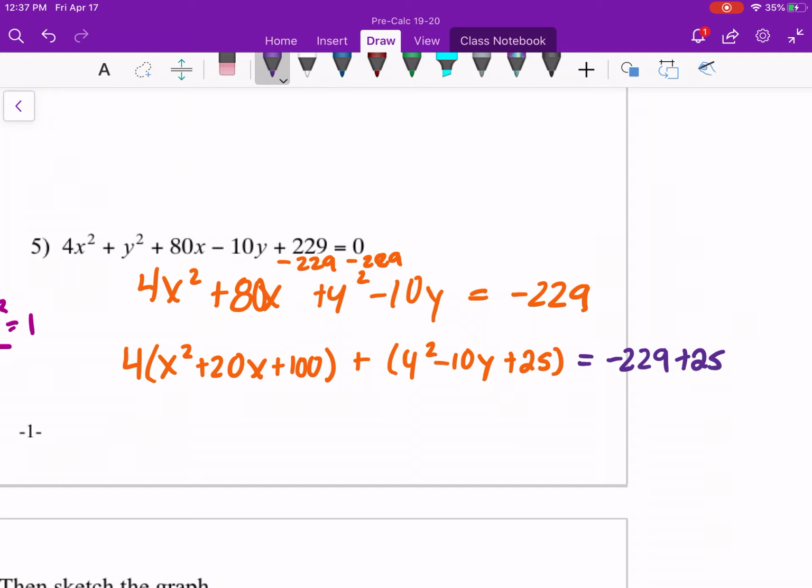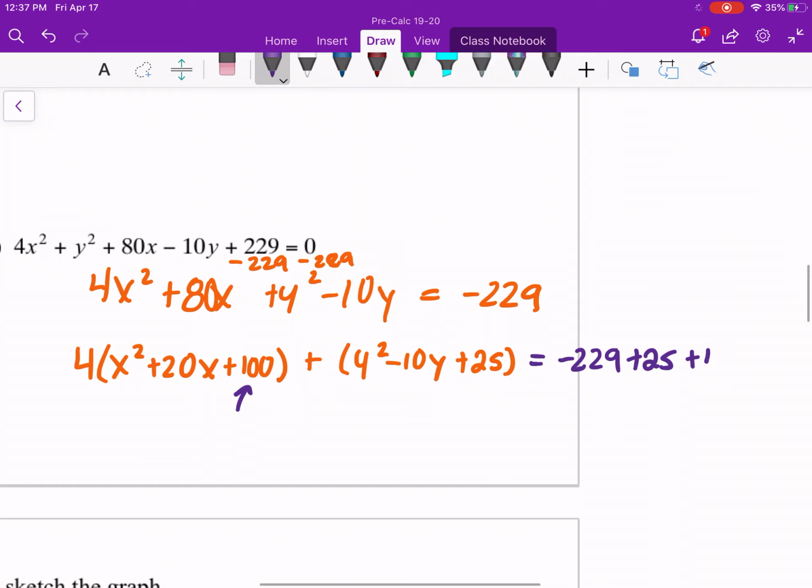And then I did not just add 100 on the left. If I were to expand the complete left side of the equation, I would eventually do a 4 times 100, which means I actually in value added 400 to the left side of the equation. So I have to add 400 to the right side of the equation because that is what I added to the left.